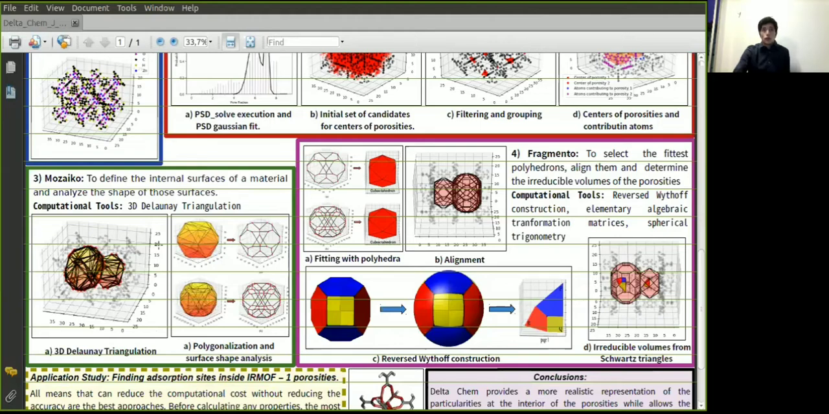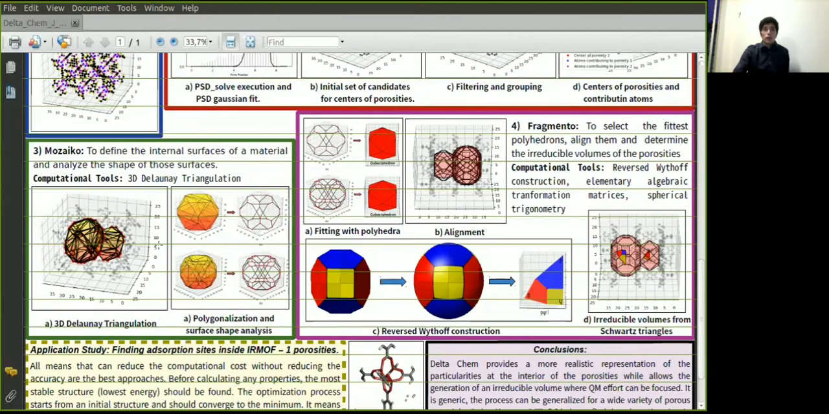In Mosaico, the contributing atoms previously selected by Kerno are used as vertices in a well-known computer graphics operation called Delaunay triangulation to generate limiting meshes for the surface of the porosities. Further processes in Chem require the triangulated surface of the convex hull to be transformed into the polygonal faces of a polyhedron.